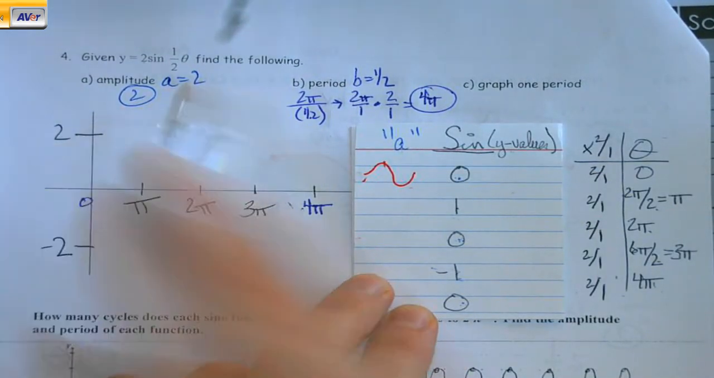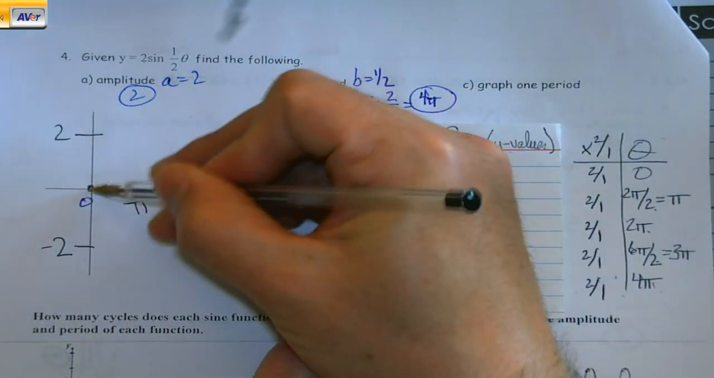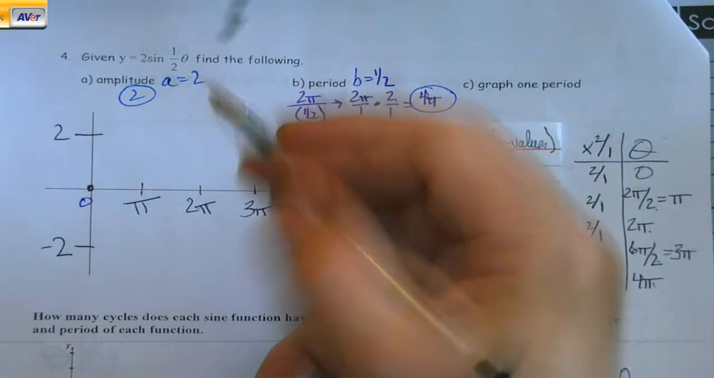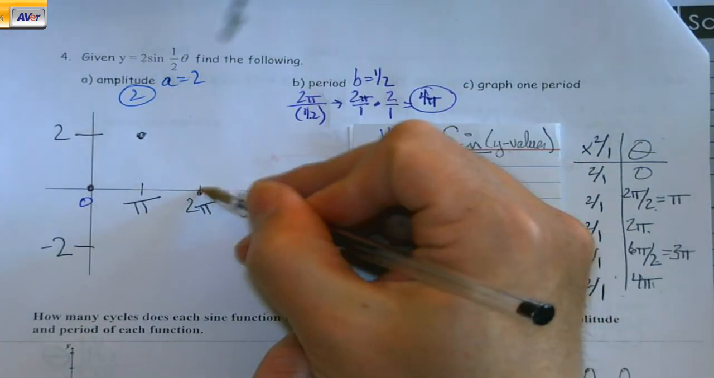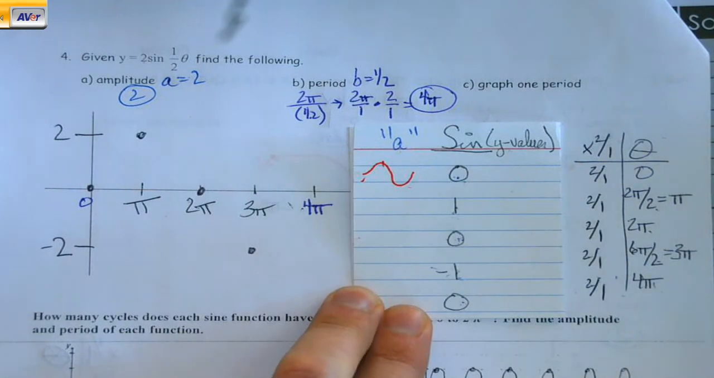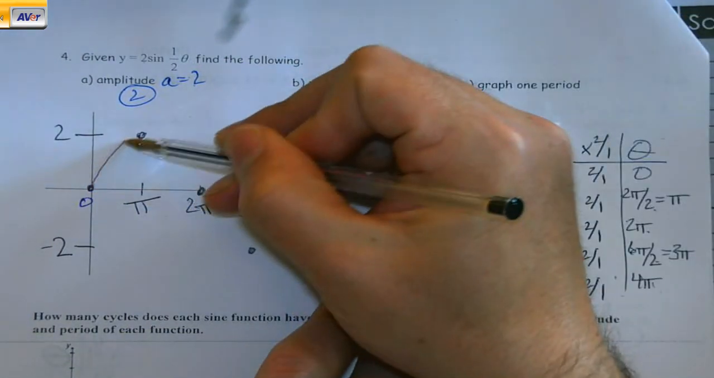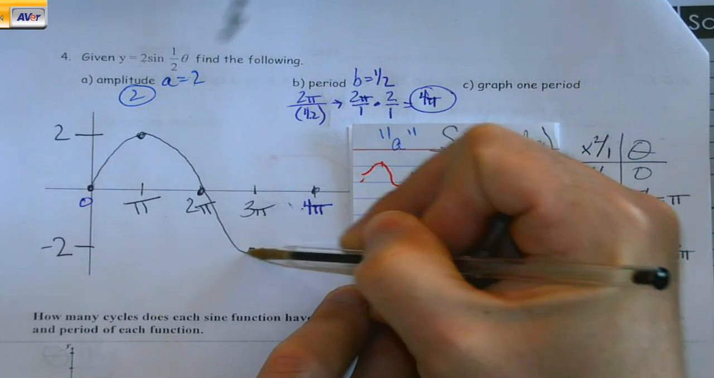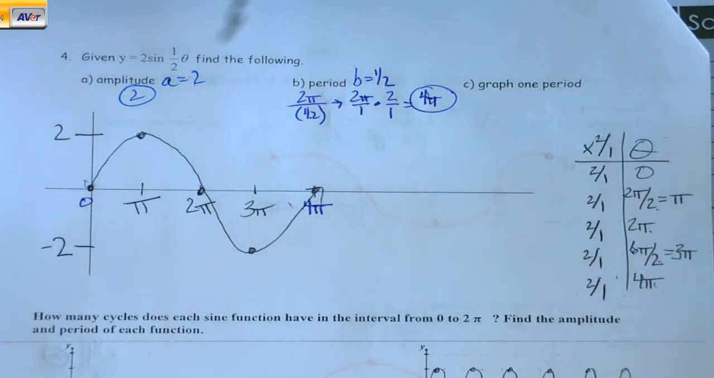My A value is 2, so I'm going to multiply each of these by 2. 0 times 2 is 0. 1 times 2 is 2. 0 times 2 is 0. Negative 1 times 2 is negative 2. 0 times 2 is 0. And we're good.